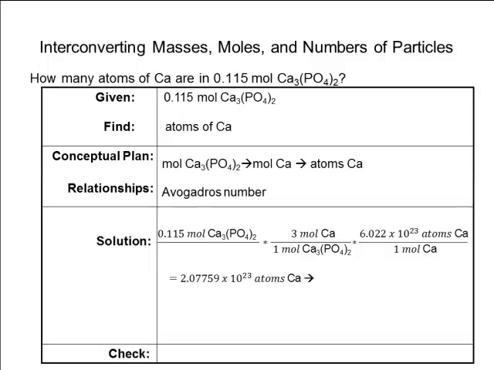23rd atoms of calcium. Now, when we look at significant figures, 0.115 has 3 sig figs. The 3 moles of calcium to 1 mole of calcium phosphate, since that's a conversion based upon a formula, those are exact numbers.